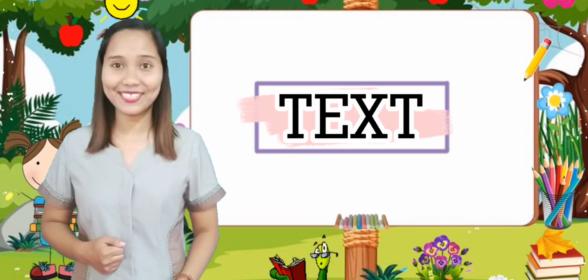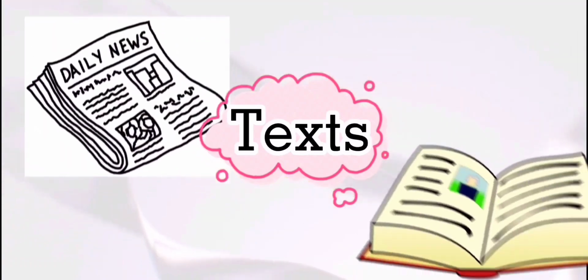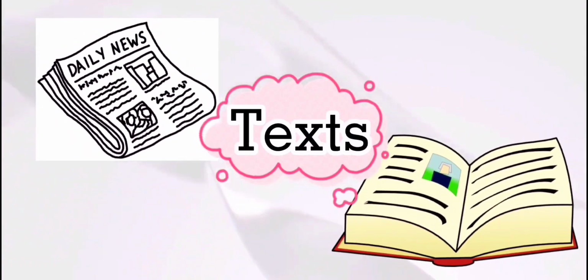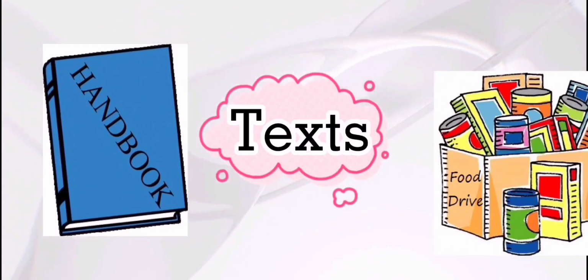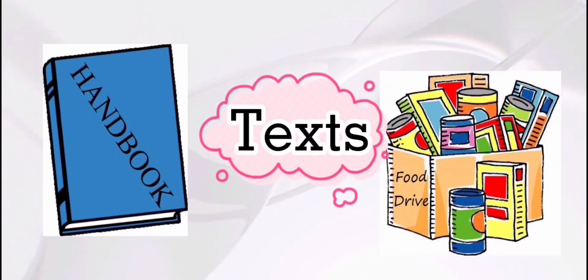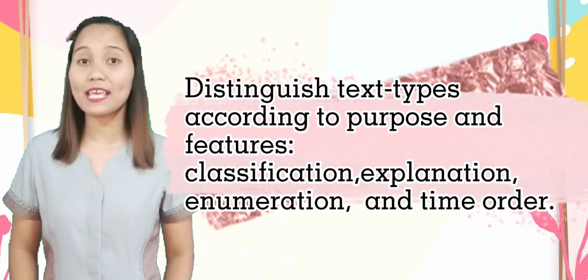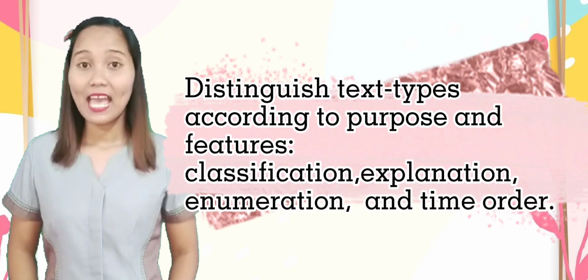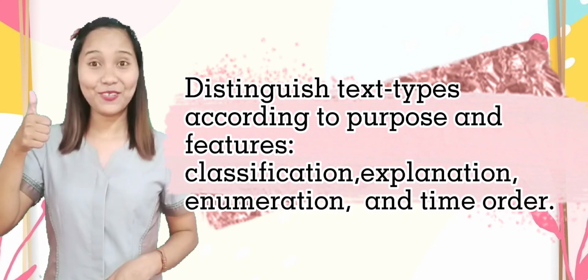Very well said, learner! We are surrounded with texts. We read them in newspapers and storybooks. Listen to them from a radio disc jockey or a TV news anchor. Meet them in the appliance instructional manual down to the procedures at the back of food packs and canned goods. In this episode, we are going to distinguish text types according to purpose and features: classification, explanation, enumeration, and time order. Let's do it, children!